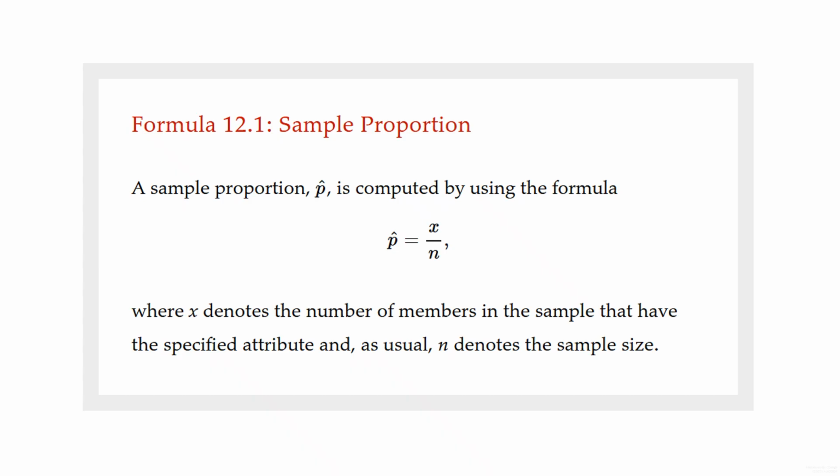So this is that formula that I talked about on the last slide, but I wanted to put it here officially as well. The sample proportion, or p hat, is computed by taking x, which is the number of members in the sample that have a specified attribute, or the number of successes, and as usual over n, which denotes the sample size. So this is how you calculate your p hat.